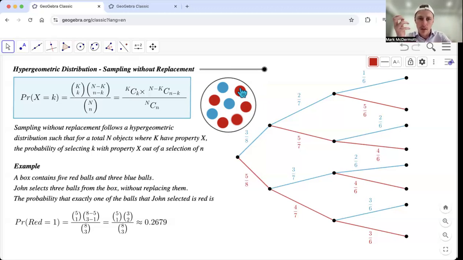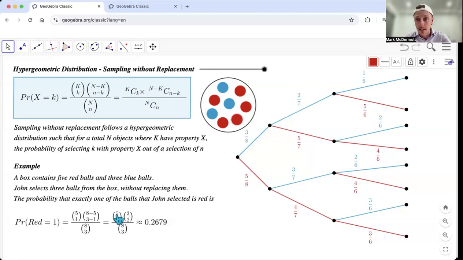And you're probably thinking to yourself, well, why do we care about that? Well, the reason we care is because, yes, that's just a number. How many ways can we choose 2 red balls out of 5? That's not a probability. But if we were to divide that by the total number of outcomes, 8, choose 3, in this case, then we would have a probability.